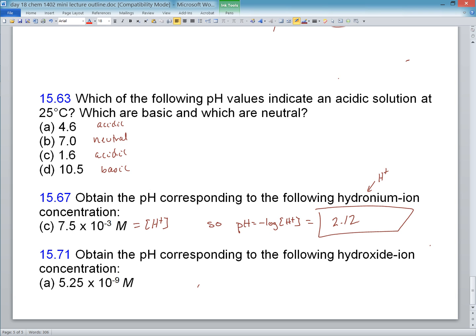So the last one, they give you a hydroxide. You just have to find pH. They gave you OH in this last one. OH minus.